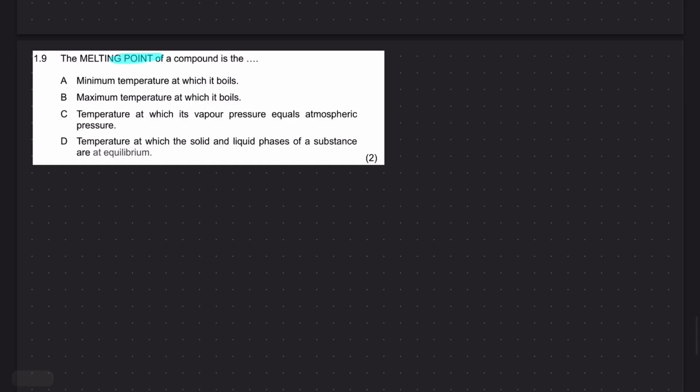Question 1.9. The melting point of a compound is the minimum temperature at which it boils? No, doesn't make sense. The maximum temperature at which it boils also does not make sense. The temperature at which its vapor pressure equals atmospheric pressure. That definition sounds familiar. That's actually the definition for boiling point. The last one. The temperature at which the solid and liquid phases of a substance are at equilibrium. That makes the most sense. The answer is D.